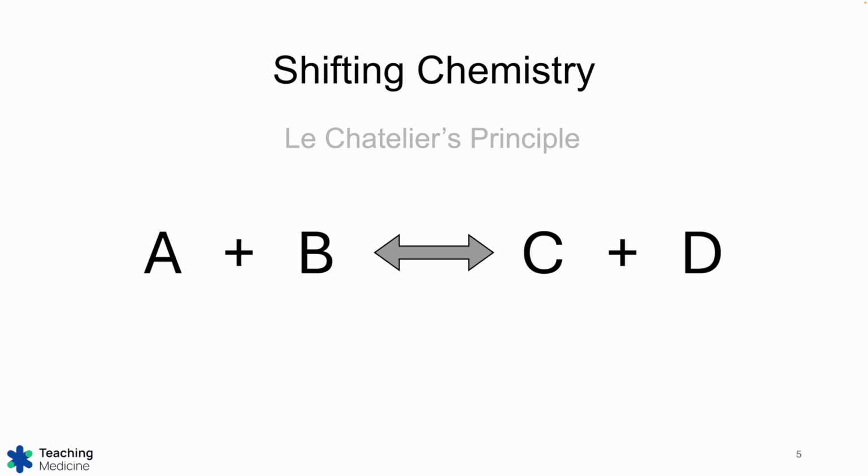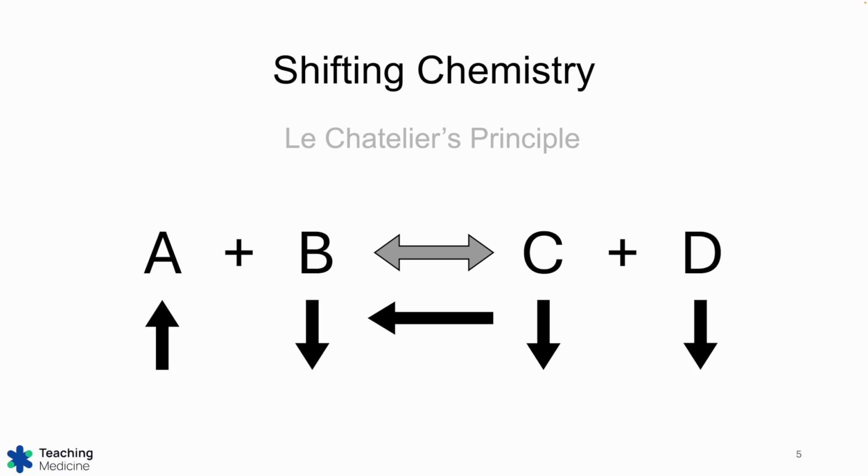What if we were to magically reduce a chemical? Let's say that chemical B, the concentration goes down. This is going to act like a little bit of a vacuum on the left side of the equation, and the equation is going to shift to the left. This is going to consume chemicals C and D, so their concentrations are going to go down. But when C and D react together, they're going to create more of A and B. And so chemical A is going to go up.